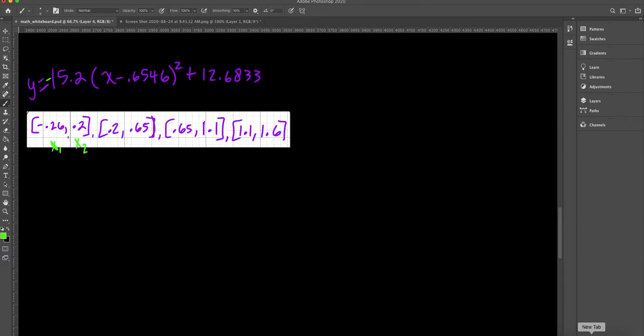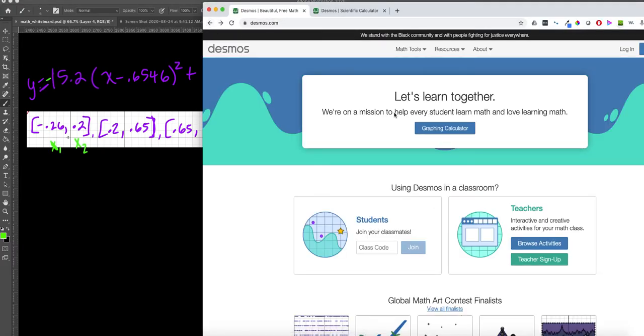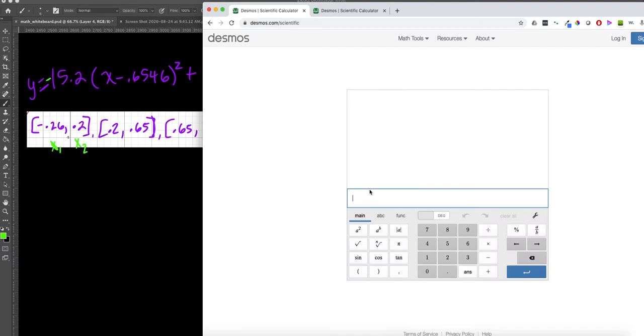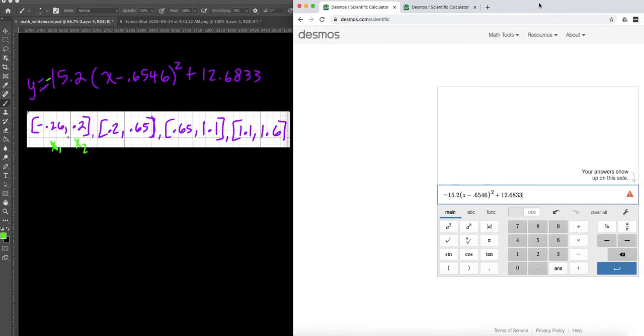And then what you're going to do is you're going to go to Desmos, but instead of going to the graphing calculator, you're going to click right here, Math Tools, Scientific Calculator, and you're going to set this up. So just start by typing in your equation. It's going to tell you that it doesn't like that there's an x in there, but that's okay for the moment. Okay, so this is just the formatting.